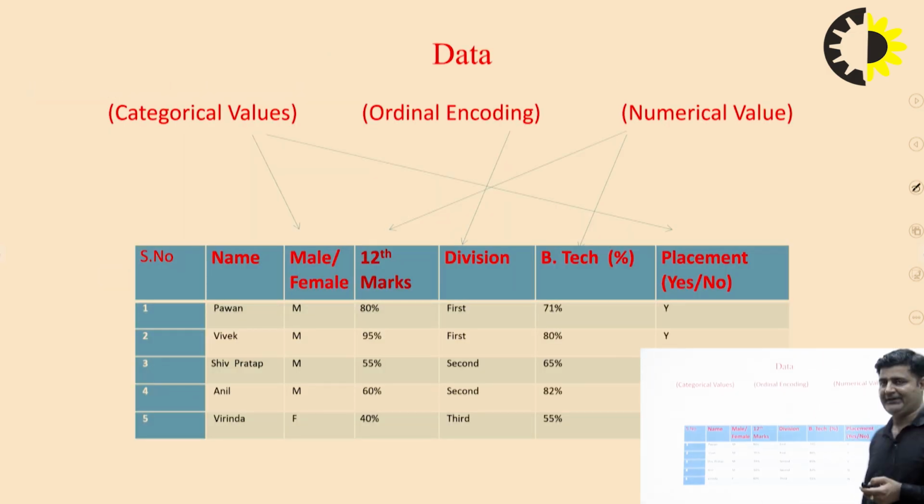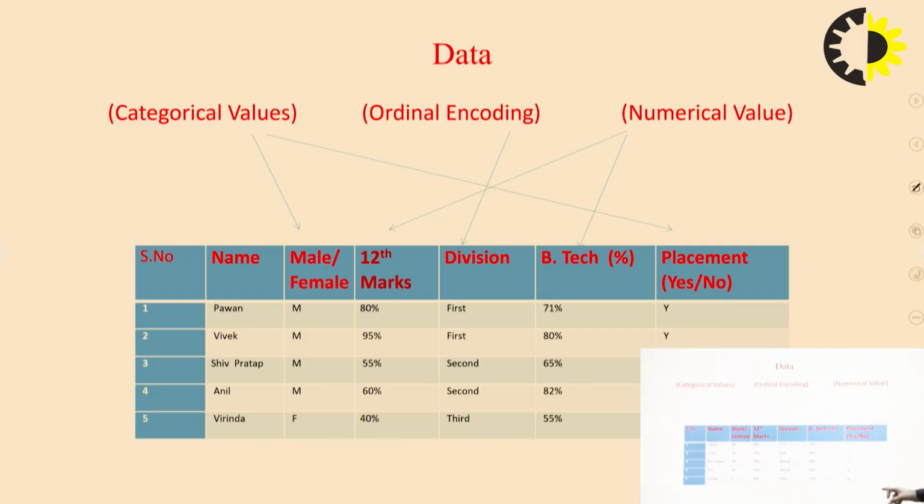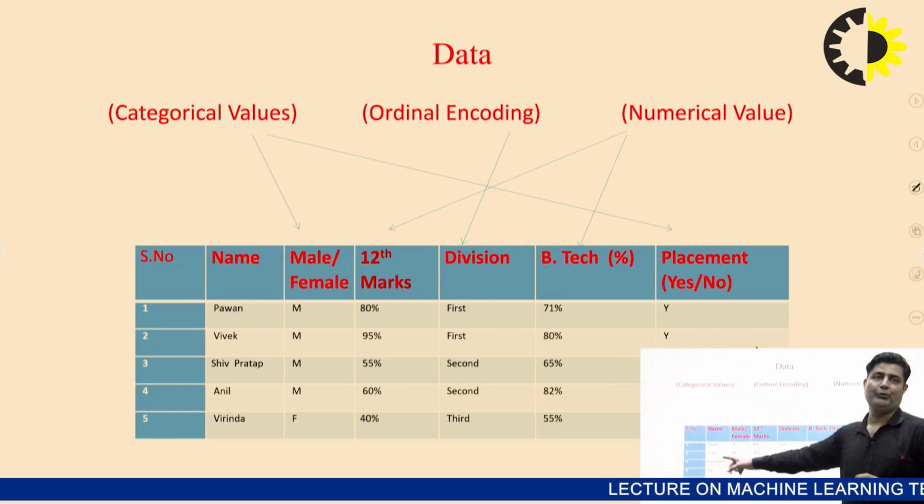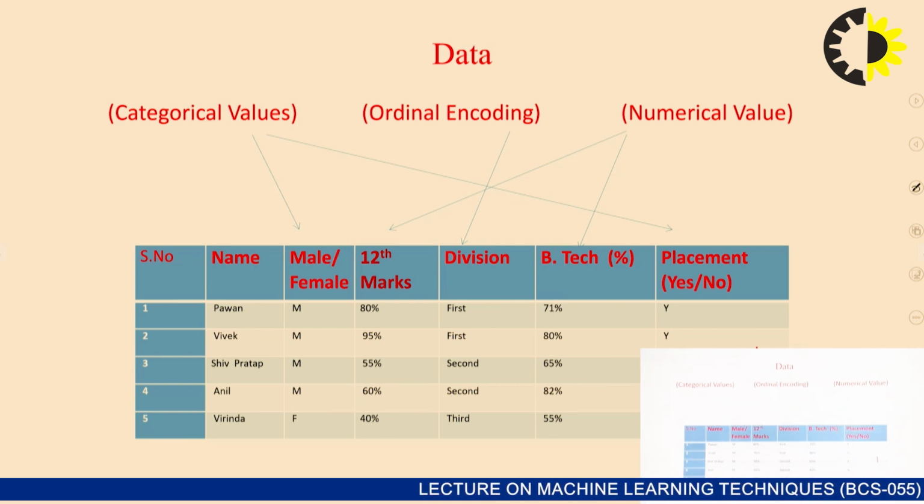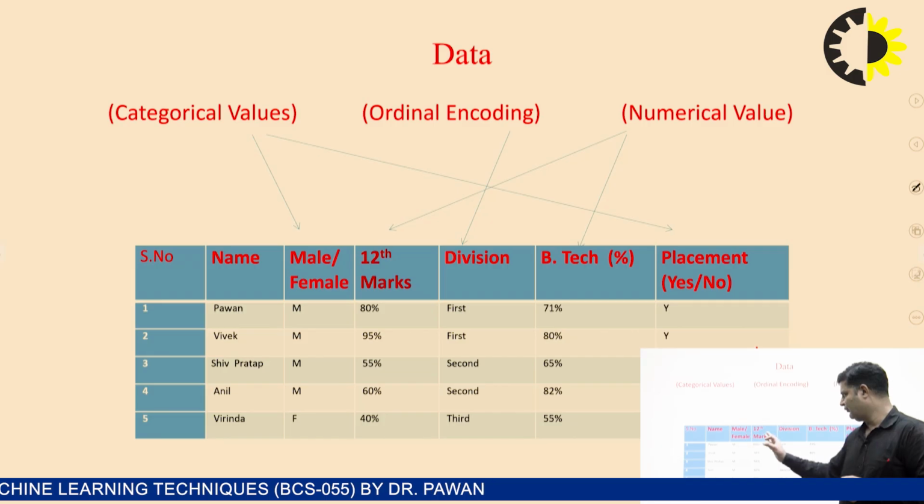As mentioned in this PPT also, let's suppose we have the data set. We have the name of the student, and the other features: male/female, 12th number, division, B.Tech, and the placement. This is our output feature, and all the other five are the input features. So now what we have to do? First, we have to change these values into number form. Suppose we remove this first, as there is no use of it, and we only focus on these four.